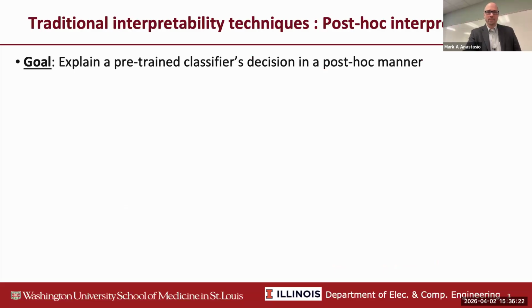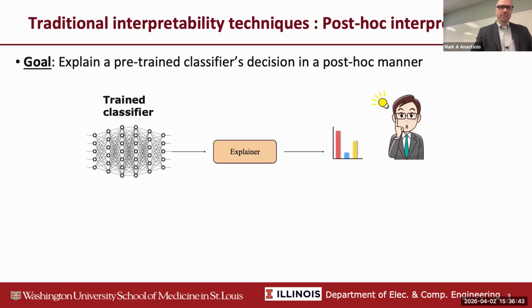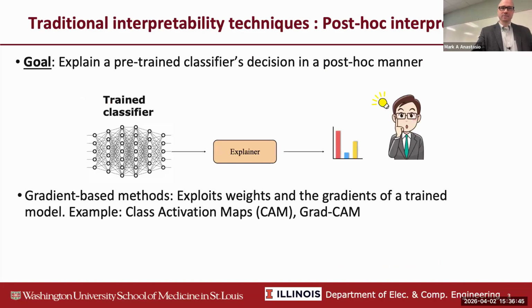Okay, so let's talk about traditional post hoc interpretability methods. The goal is to explain a pre-trained classifier's decision, right? We'd like to get some insights into what features were important in making a decision. This is very important for medical imaging applications so that there can be some trust, right? It's hard to have trust if you don't have any idea how the model is working, right? And I think a lot of you are familiar with this.